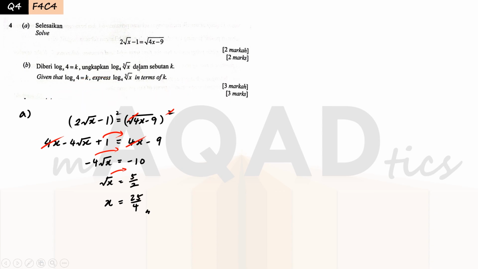Part B is to solve a logarithm question. So we are given a logarithm and then we need to express this logarithm in terms of k, which is the given logarithm here. But as you can see, for these two given logs, the base value is different. One is x and one is 4.